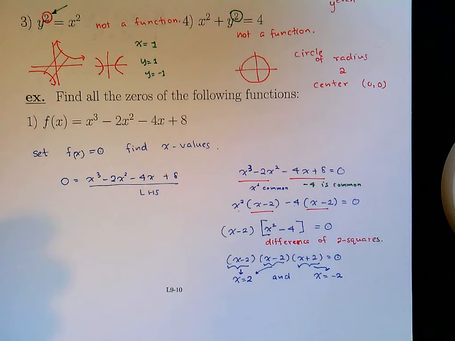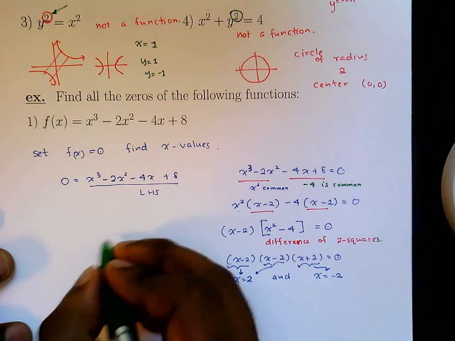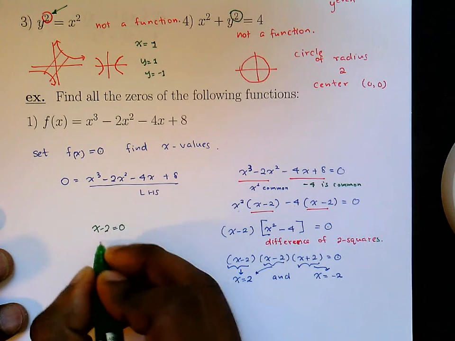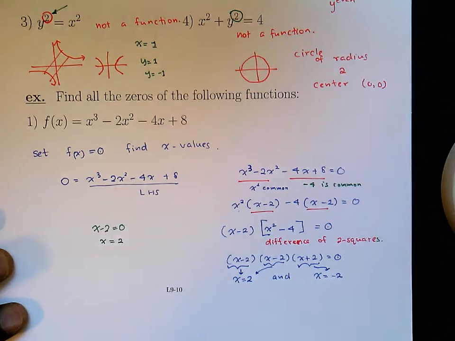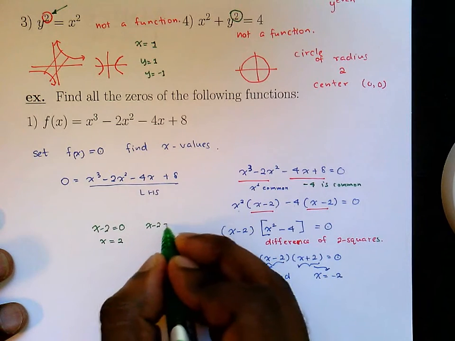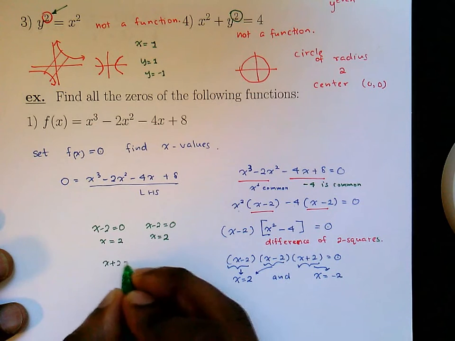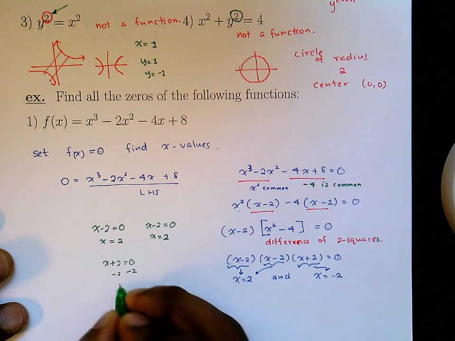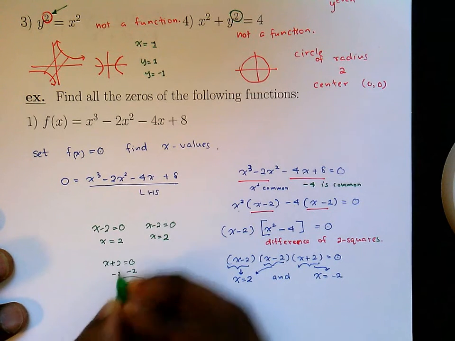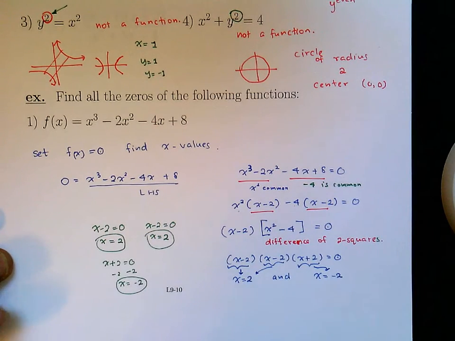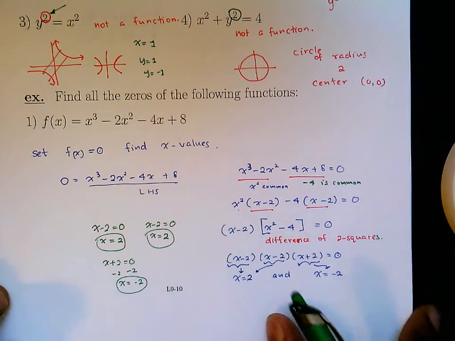Of course you can set each factor to 0, but we always have to think about saving some time. So x minus 2 equals 0, add 2 to both sides, you get x equals 2. X minus 2 equals 0, add 2 to both sides, you get x equals 2. X plus 2 equals 0, subtract 2 from both sides, you get x equals negative 2. Right now you should be able to look at these and say x equals 2 and x equals negative 2. That's it. All right, let's move on to the next page.